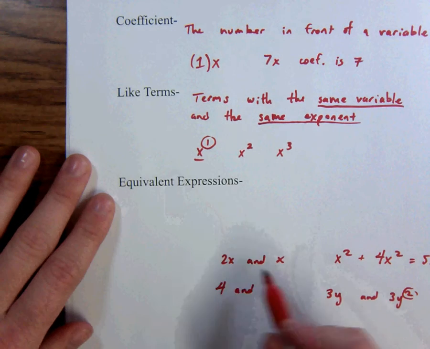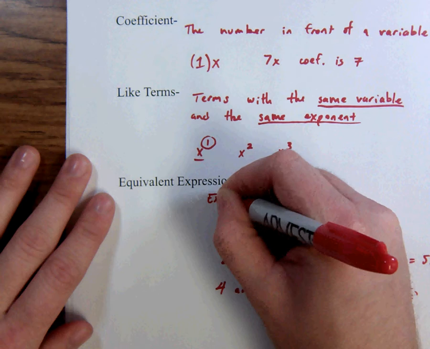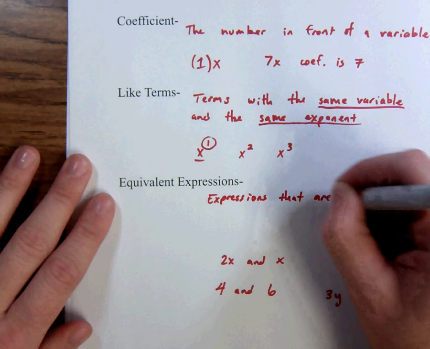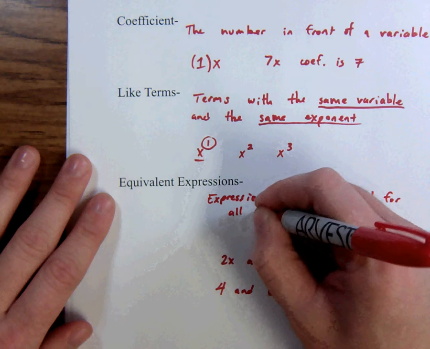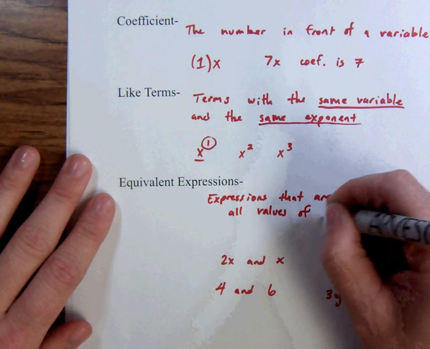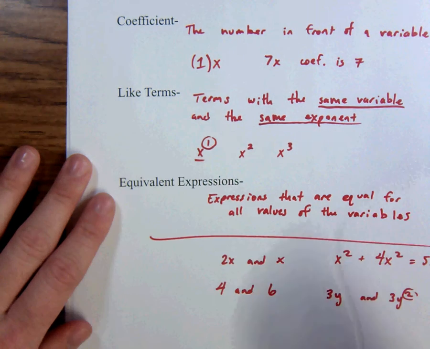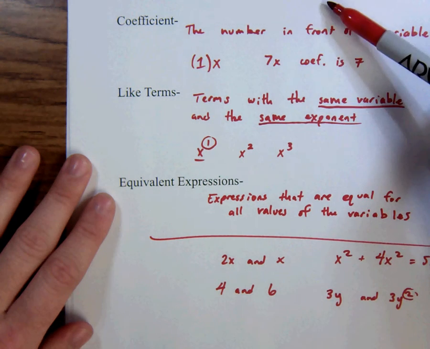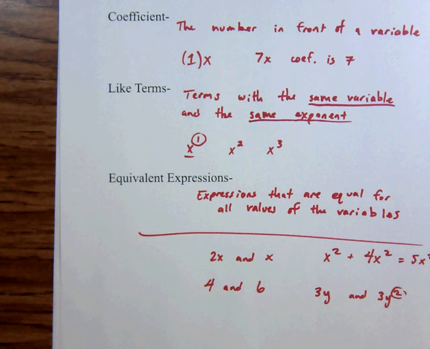Now, an equivalent expression is expressions that are equal for all values of the variables. Expressions that are equal for all values of the variables. An example of this would be this right here. No matter what x is, I have 5 x's here and I have 5 x's there. So the value of that would be the same no matter what.